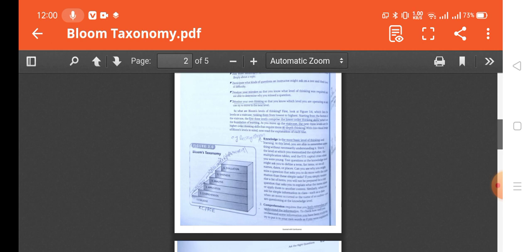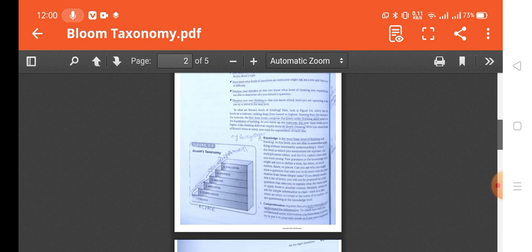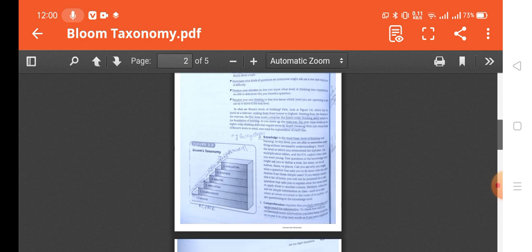The test question at this level of thinking might ask you to define a term. Mostly definitions are there, or list items, or recall names, dates or places. You can see why you might miss a question that asks you to do more with the information than the definition. That requires the next level of thinking, that is comprehension.